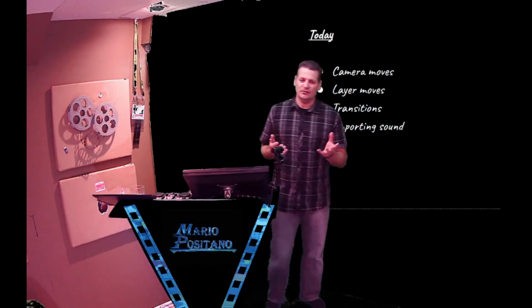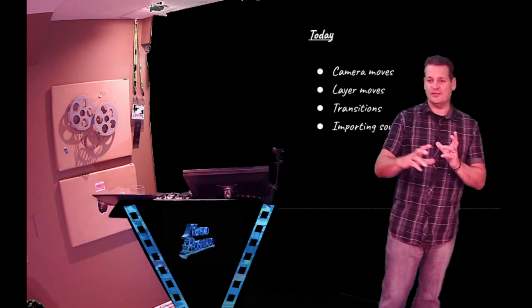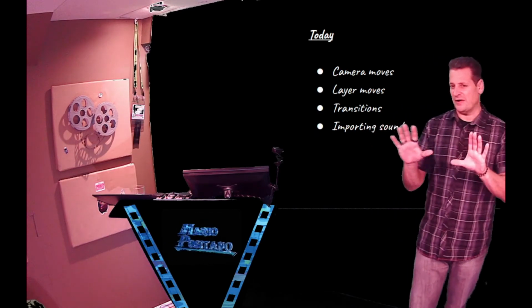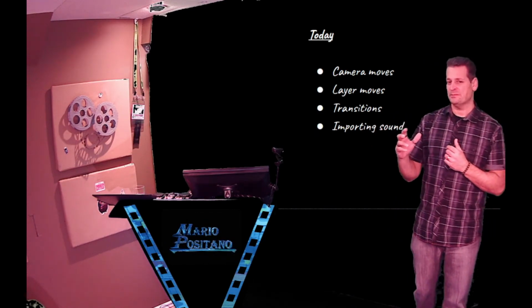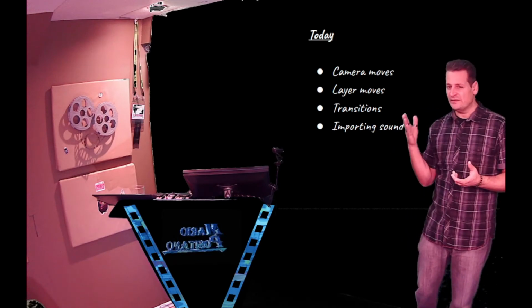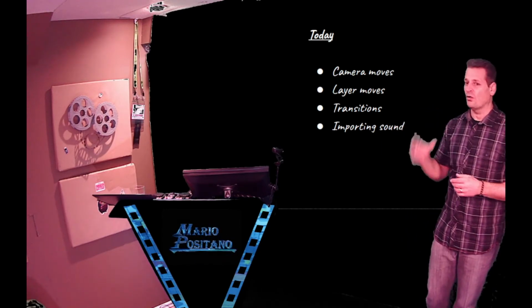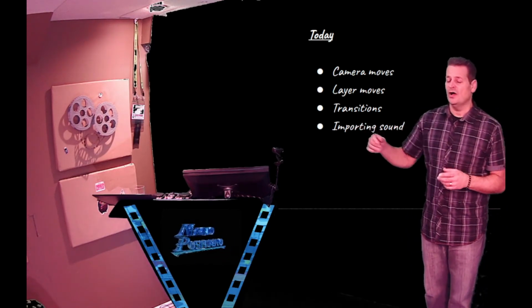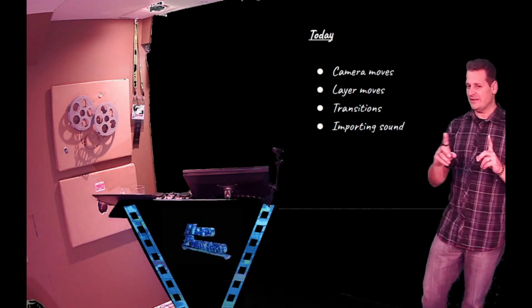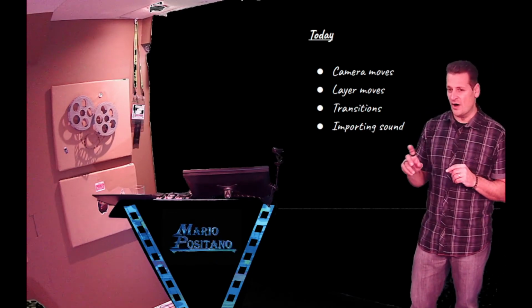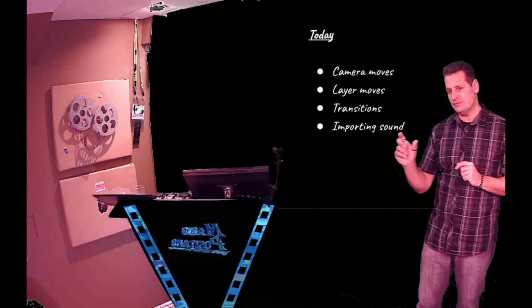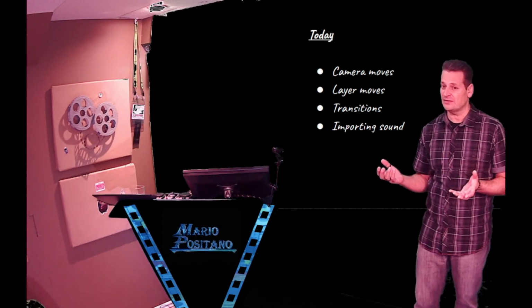Now, camera moves are when you want to move the camera around the scene. Okay? Don't move the background, move the camera. Layer moves is if you want like a car to move or a ball to move, to roll. You can simulate a character walking. It won't be a walk cycle. The character will actually be sliding to simulate a walk cycle.